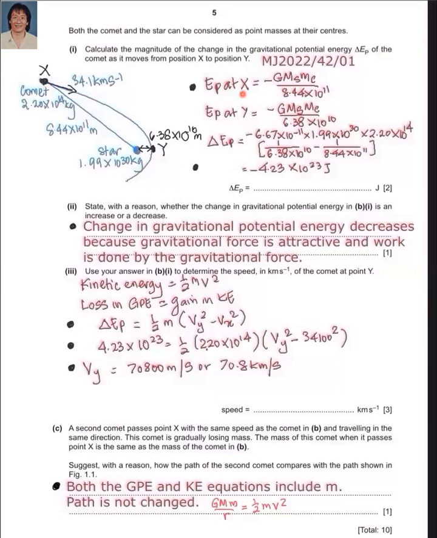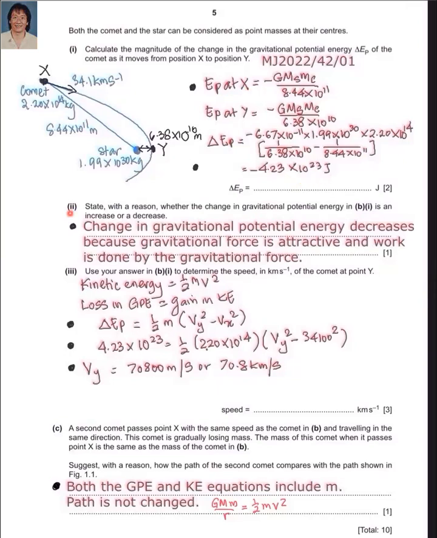The gravitational potential energy at X is equal to minus G M of the star times m of the comet, divided by the distance of the comet at X from the center of the star, which is 8.44 times 10^11. And then this is the potential energy of the comet at Y. To calculate the change in gravitational potential energy, we calculate the gravitational potential energy at Y minus the gravitational potential energy at X, which will give you 4.23 times 10^23 joule.